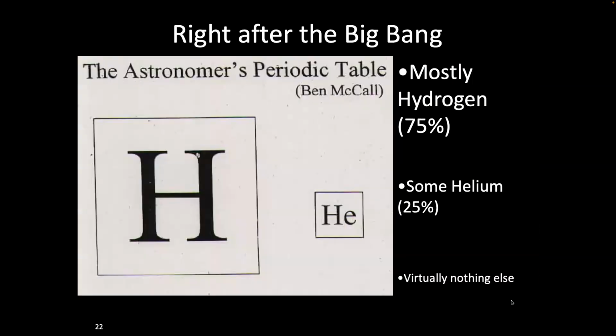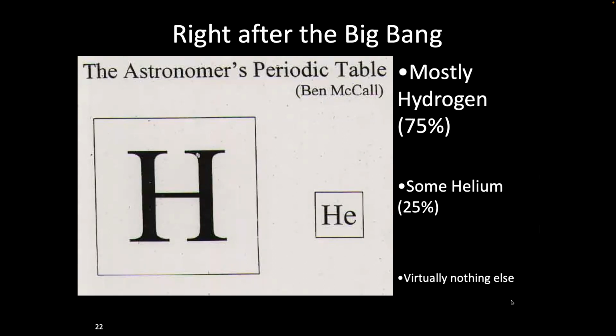So this is the astronomer's periodic table. So much easier. You only have to remember that right after the Big Bang, you just had hydrogen and some helium that was formed in the Big Bang. And that's it. Imagine this as your final exam. This is the final. Okay, so right after the Big Bang, you only have two elements.